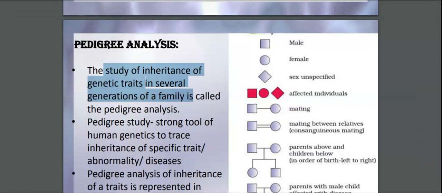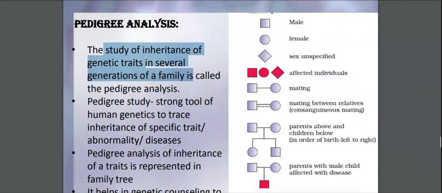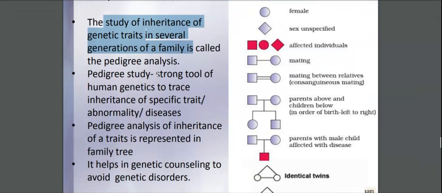By drawing a pedigree chart, we can analyze and see whether this is an inherited disorder or trait or disease that the person possesses. So, we see that pedigree studies are a strong tool to trace the inheritance of a trait or a disease or an abnormality in the individual.